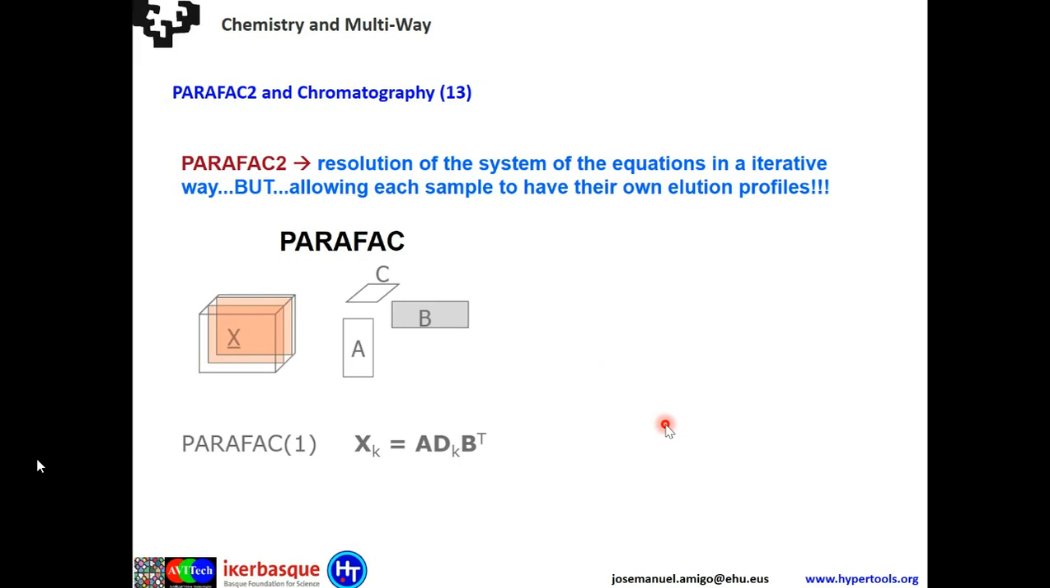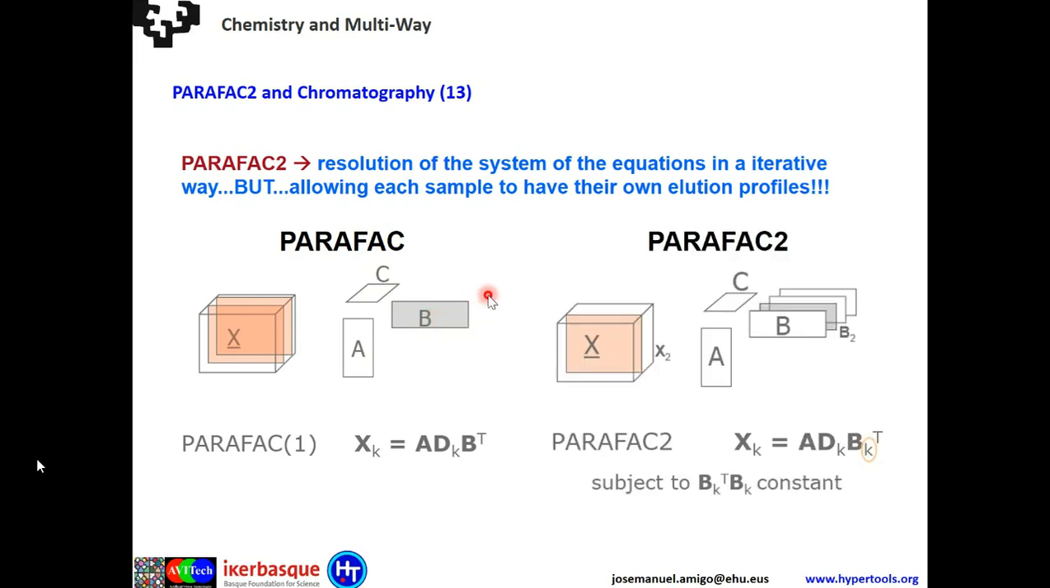So what is Parafac2? Okay, Parafac2 is analogous to Parafac. Okay, we follow the same model except in one thing. Now we have one of the modes, one of the loadings, in this case, our elution profile, which moves from sample to sample. So Parafac2 is able to decompose this three-way array into the product of these three submatrices, but allowing that for each sample here, we can calculate one specific elution profile.